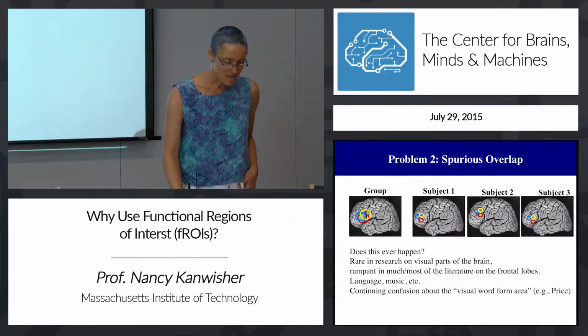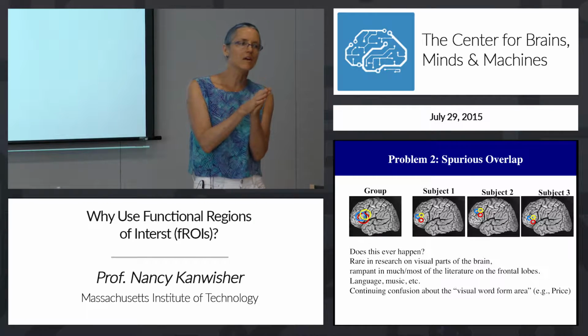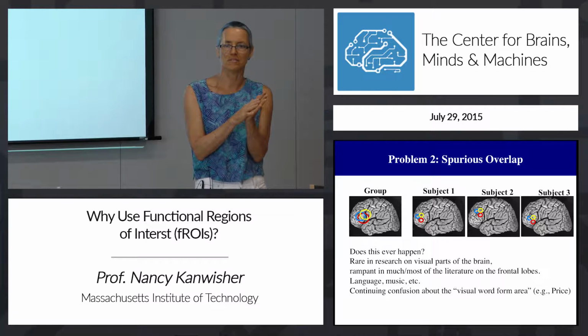Okay, but here's the second problem. You can find what looks like overlap of two different activation profiles in a group analysis that isn't present in any single subject that went into that analysis, okay?